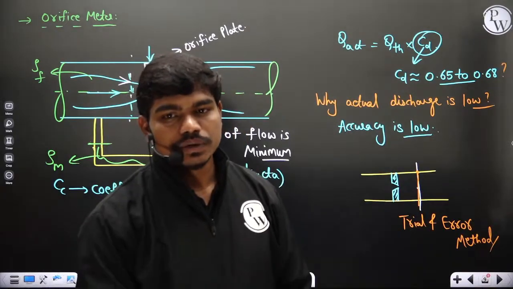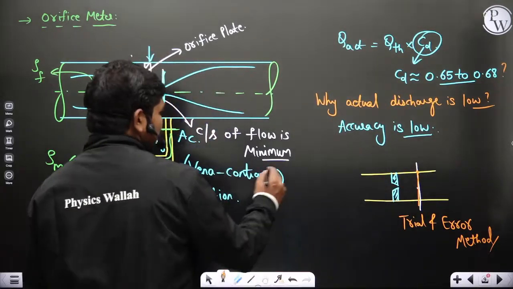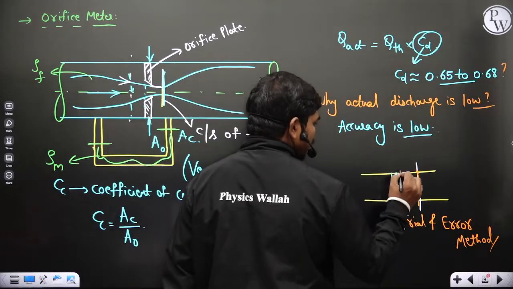So if velocity is maximum, then definitely pressure is minimum. So what you do is, physically, you fit pressure gauges. You fit a pressure gauge here and check the reading.